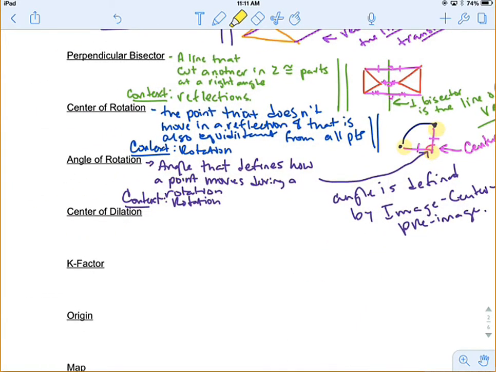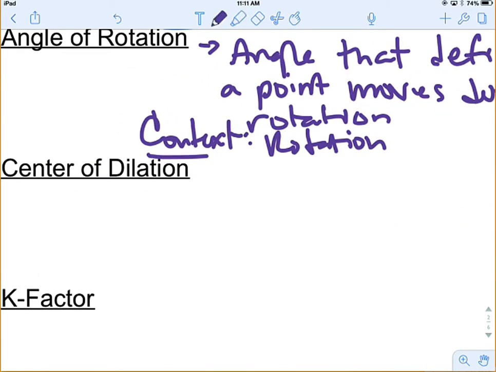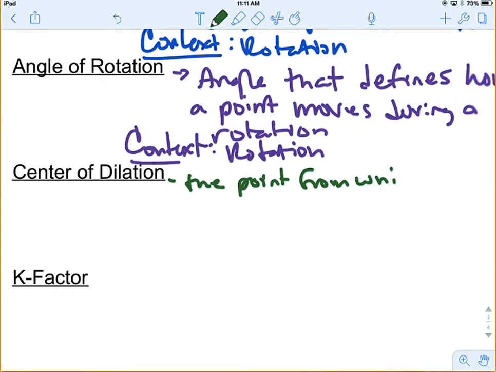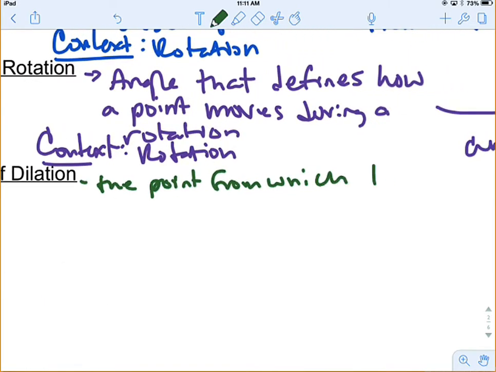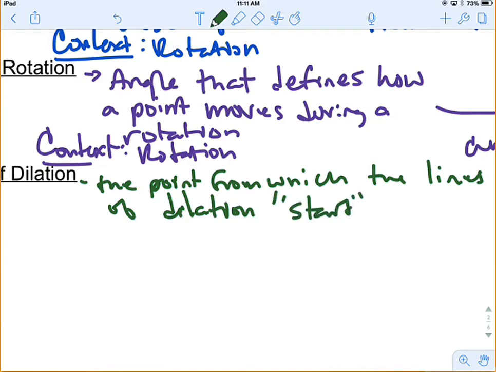All right, here's our new guy, center of dilation. The center of dilation is the point at which the lines of dilation start. And just like a center of rotation, it doesn't move in a dilation.